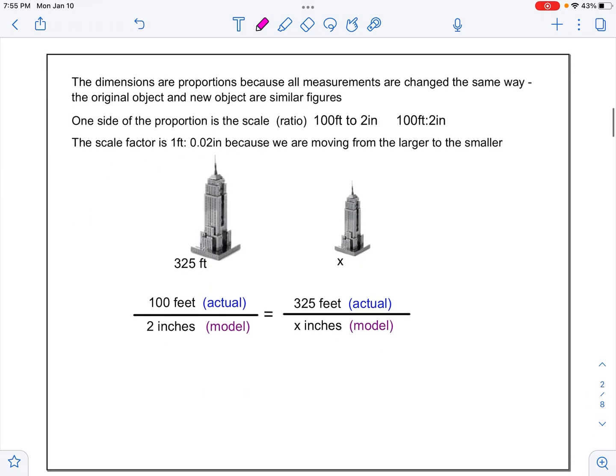So the first thing we're going to look at here is the dimensions of this scale, this model between a real building and a model of that building. And the dimensions are proportional because all of the side lengths on this original to the model change the same way. So the length, width, height were all changed using the same scale factor. And so we can use proportions to figure out any kind of missing side lengths or dimensions.